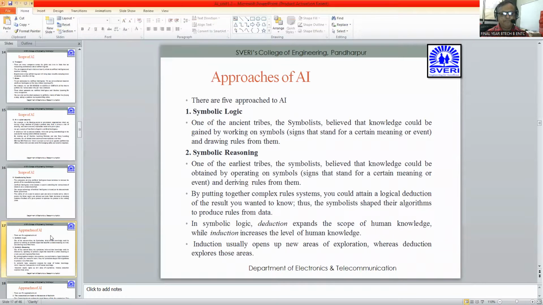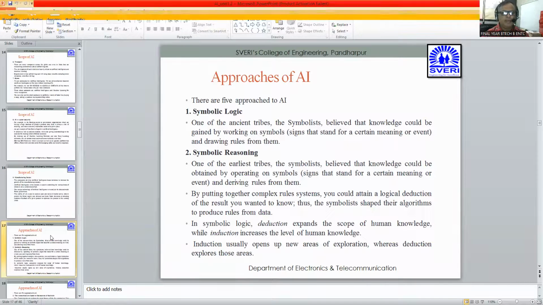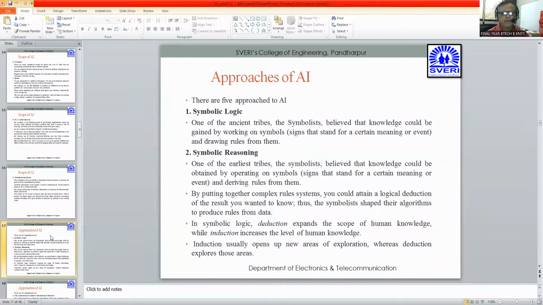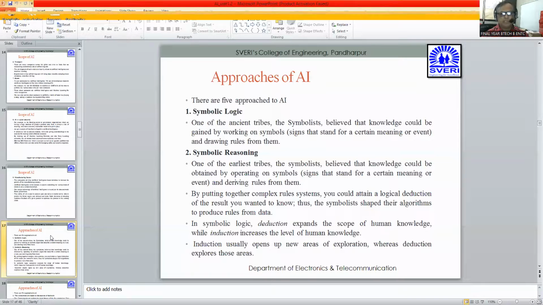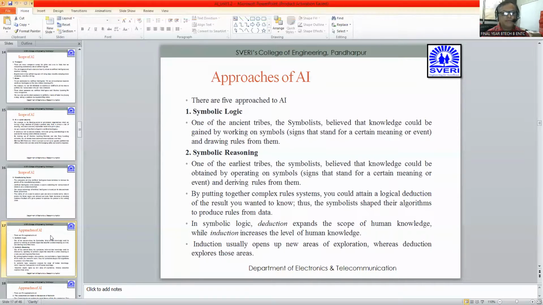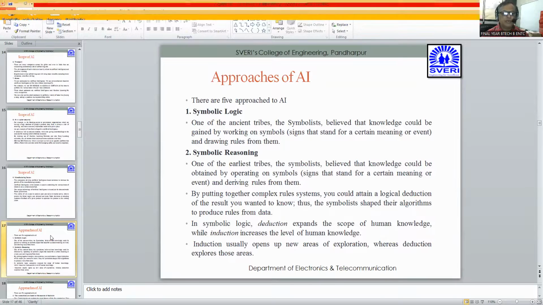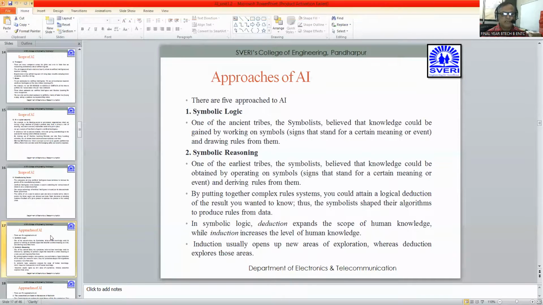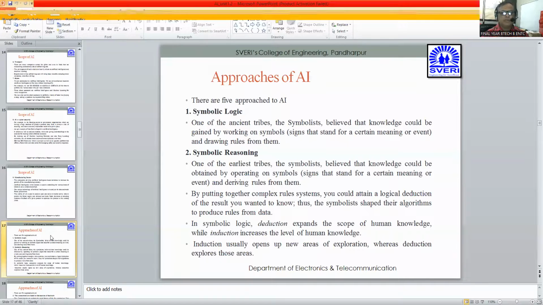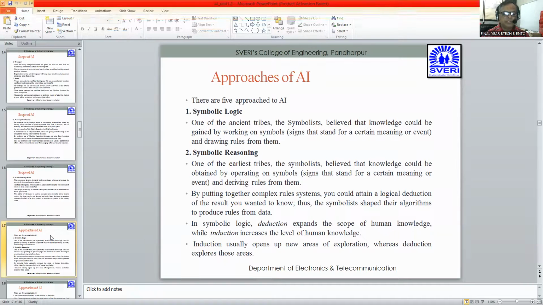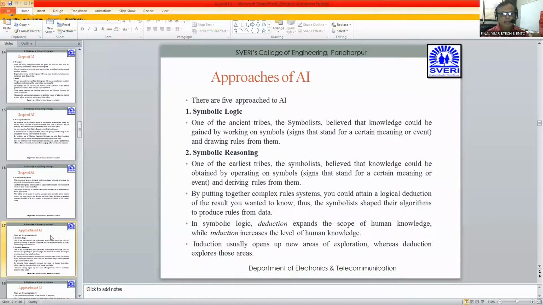Is there any method? Is there any way to approach this AI? So there are 5 different ways in which you can approach AI. The first one is symbolic logic. You can understand from the word itself that there is something called symbols, and these symbols will be used to apply some logics. So it's like a logic implementation using symbols.